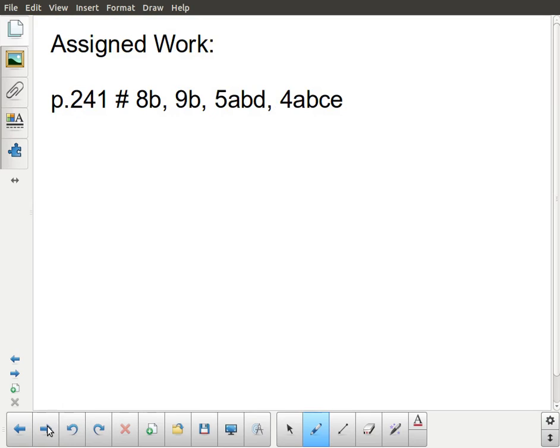Okay, so that's it. I know that was a lot of examples. The only things you really needed were near the beginning. The rest of it was just illustrating it, and then here is your assigned work to practice it.